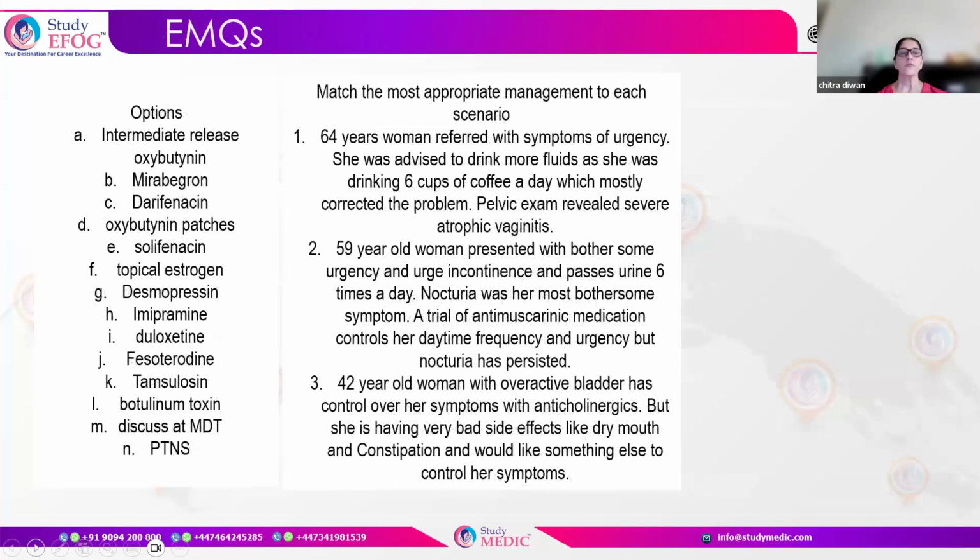Now, another set of EMQs in which you have to choose the most appropriate management for each scenario. Okay, these are the options. Read the options very carefully.